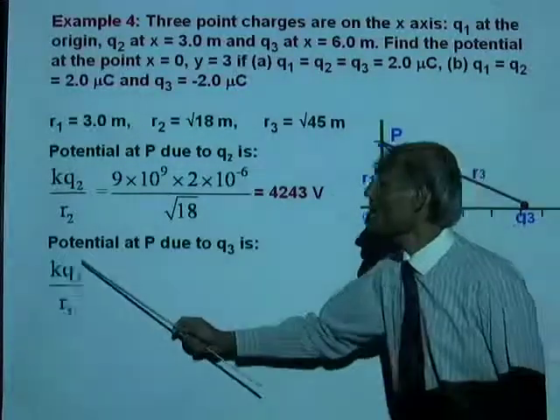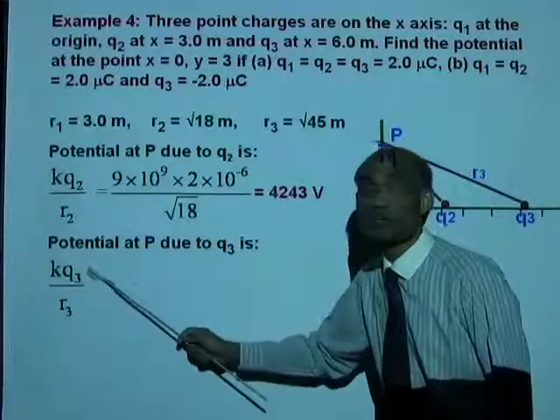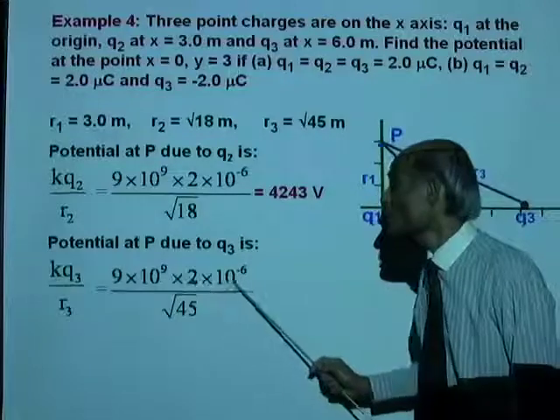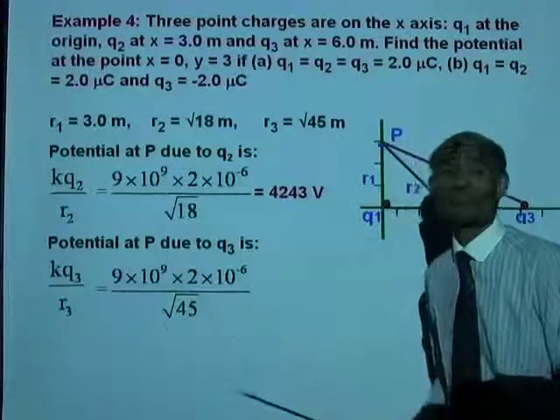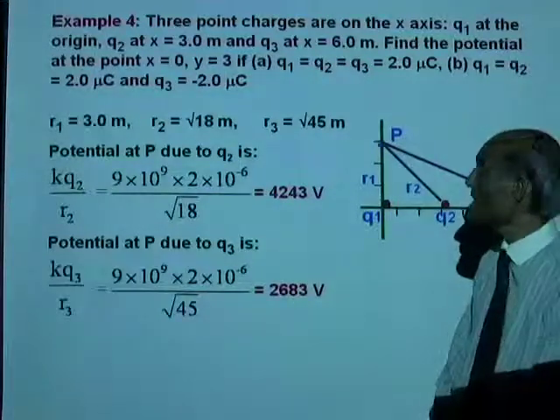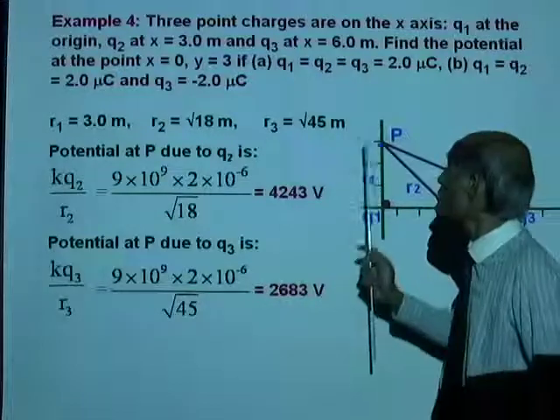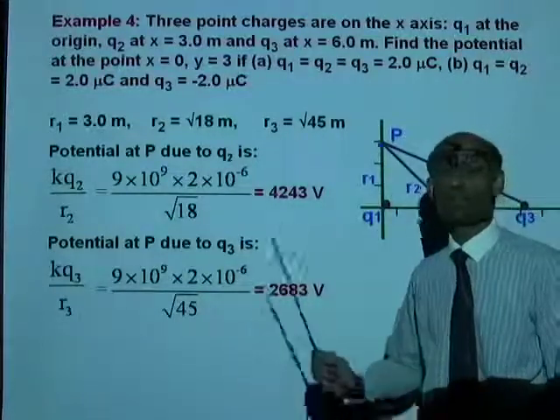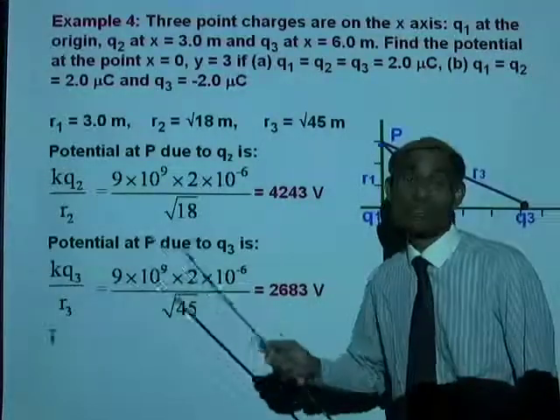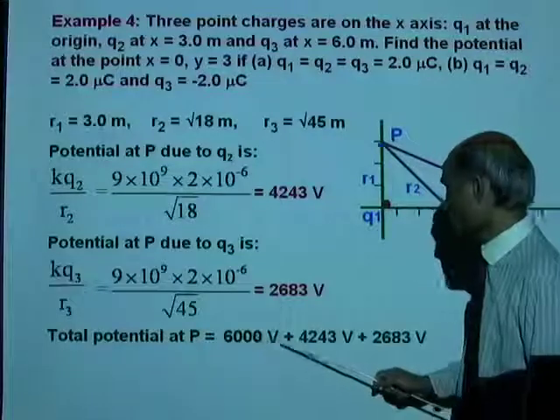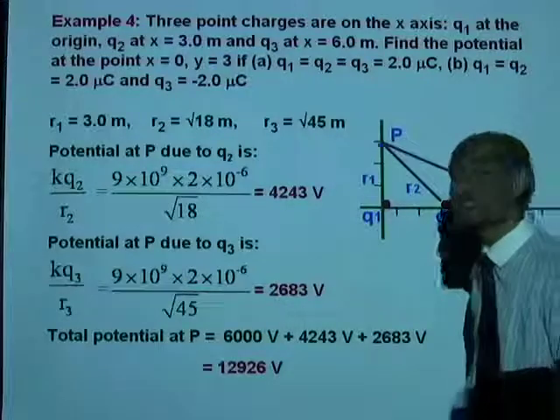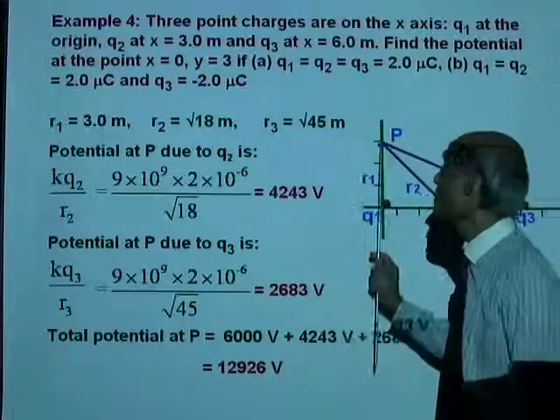And what is the potential at P due to Q3? Will be KQ3 over R3. That will be KQ3 is the same, divided by R3 is square root 45. That will be 2,683 volts. So what is the total potential at P due to all these 3 charges? They are all positive potentials, so we add them all up. The total potential is 12,926 volts. Alright, tell me, what does that mean?